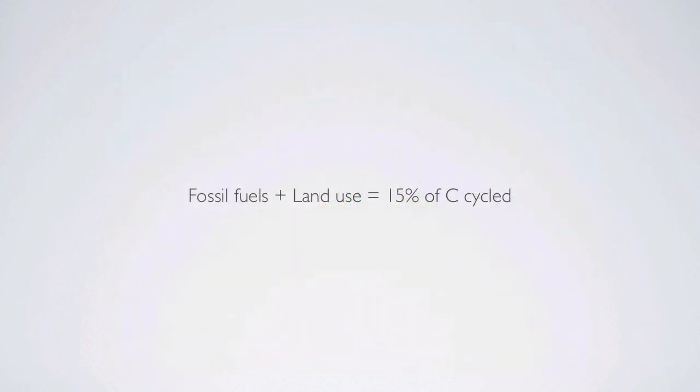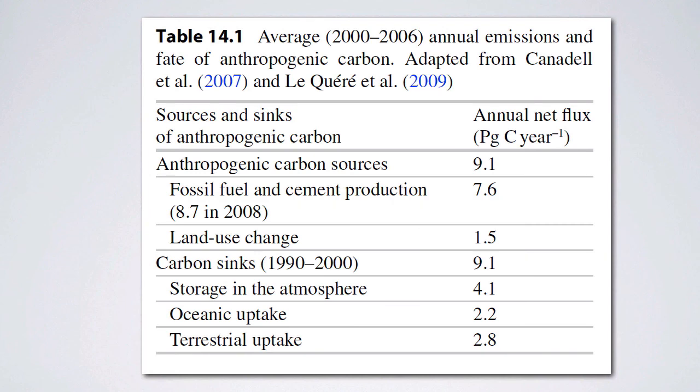And if you take a look at all the carbon that's being cycled and look at fossil fuels and land use, we get a number of somewhere on the order of 15% of the carbon that's being cycled is associated with humans. And so we really have become a significant component of the global carbon cycle, numerically significant. Now, this is table 14.1, and what it is, is annual emissions and the fate of anthropogenic carbon. This is essentially what we had looked at before. The sources of the numbers might be a little bit different, but it gives you an estimate.